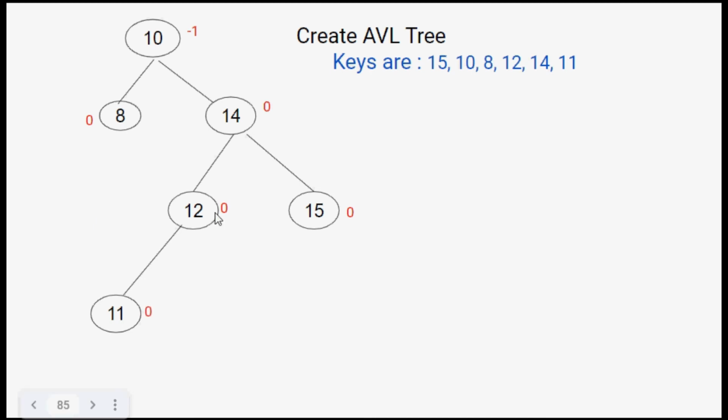So for 12, what is the balance factor? The left subtree has height 1, the right has height 0. So 1 minus 0 gives me 1. Now what is the balance factor of 14?